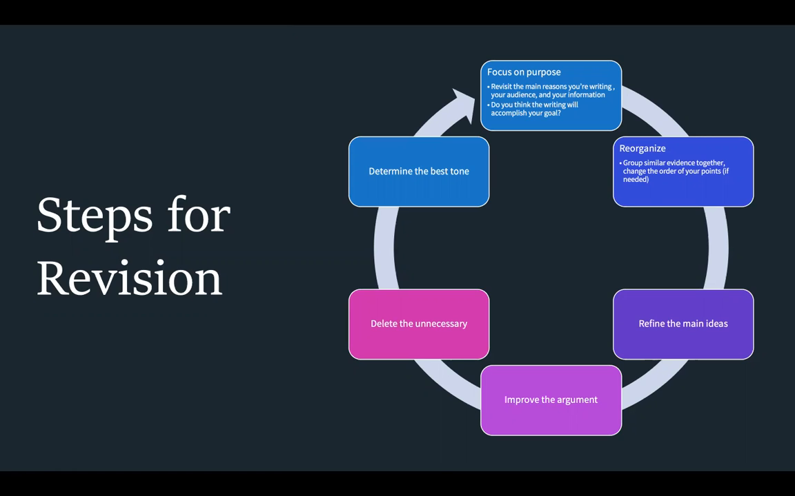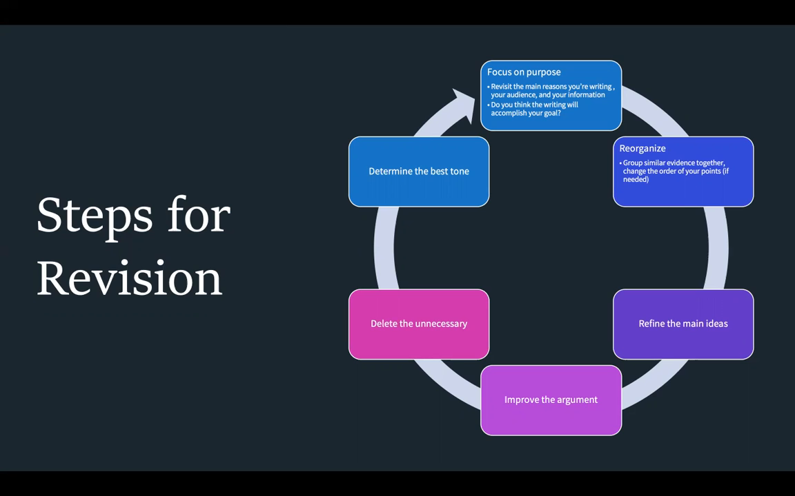Group similar evidence together, change the order of your points if needed, refine the main ideas, improve the argument, delete things that are unnecessary. I think this is one of the hardest things when we talk about revision. I feel like once I put something down on paper, that's like part of my hard work and my heart there, and it's really hard for me to delete it. But if it's not adding to your overall argument or the overall design, delete it if it's unnecessary.